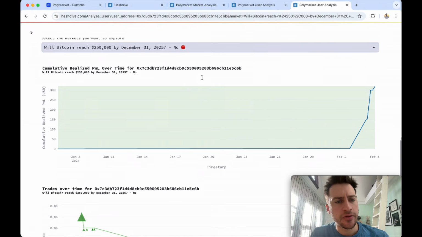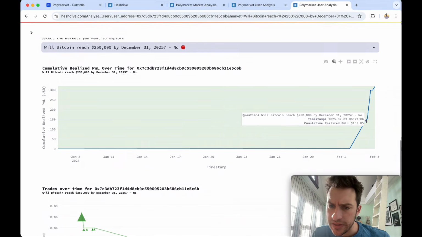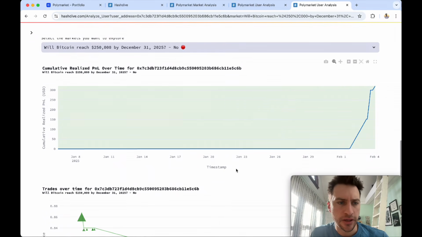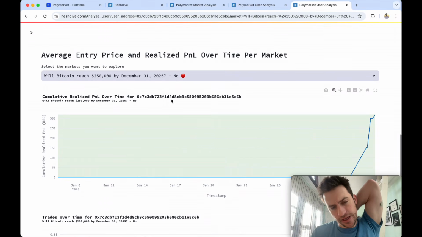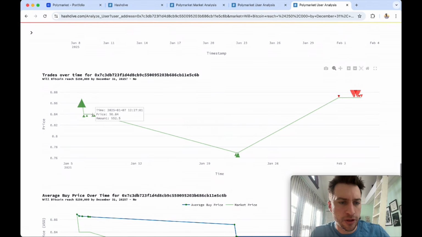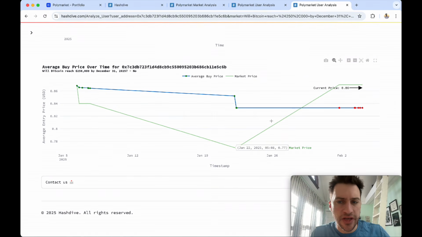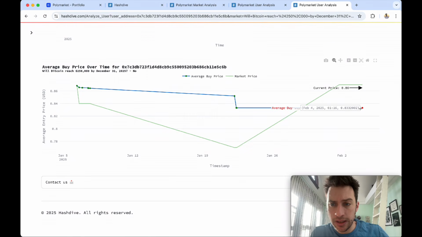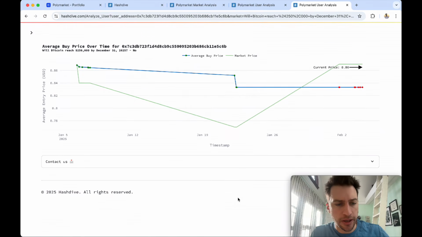So you can see here, this is, I think, his size in the no market. Yeah, and he's making money as well. No, cumulative realized P&L over time. So he's actually made money in this market, and this is where he has purchased, as you can see, right? And then this is his average buy price over time. You can see that he is up some decent amount of money, as you can see here.